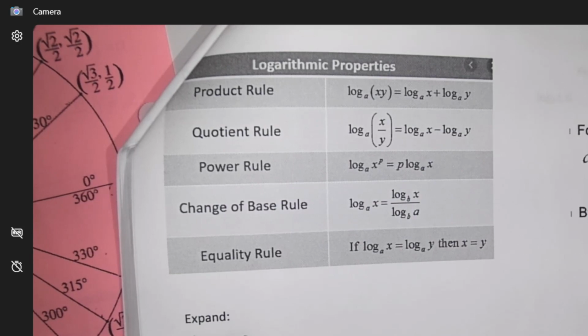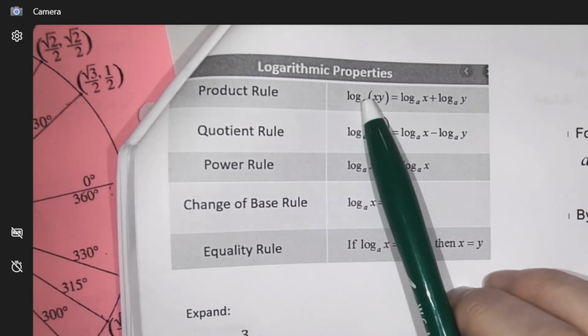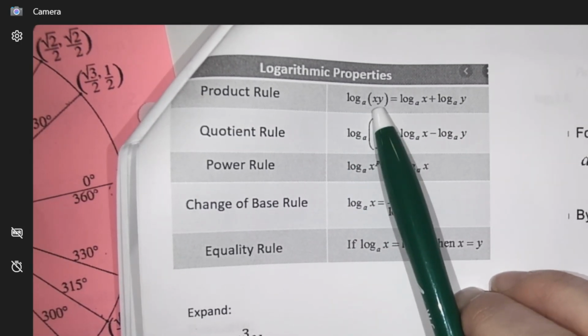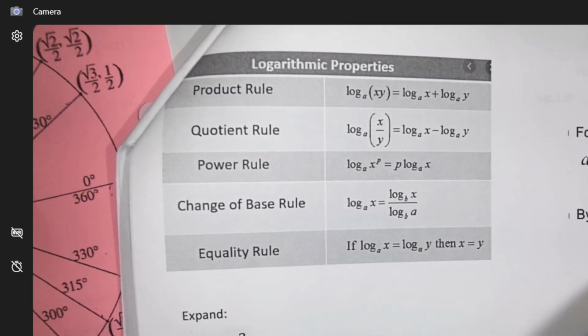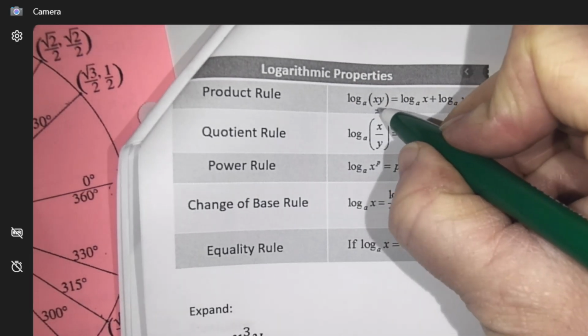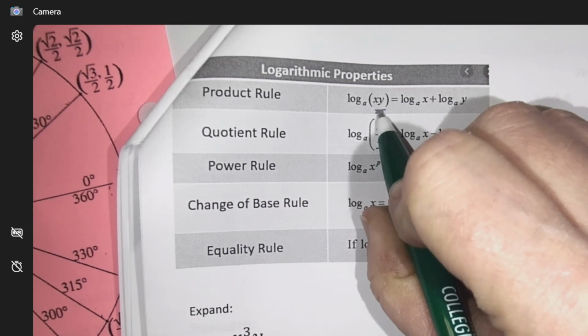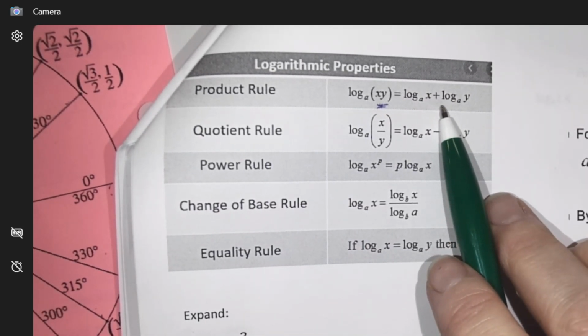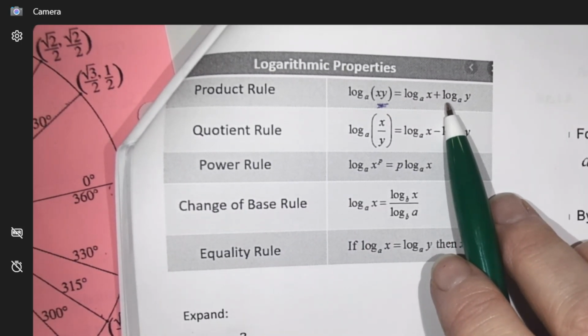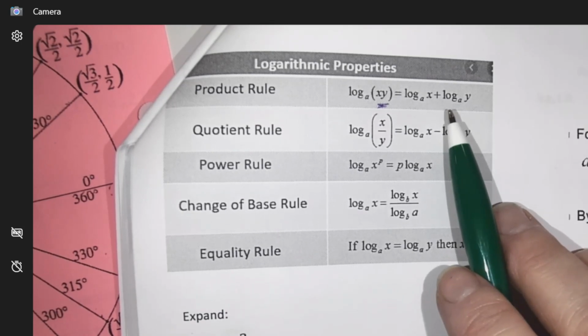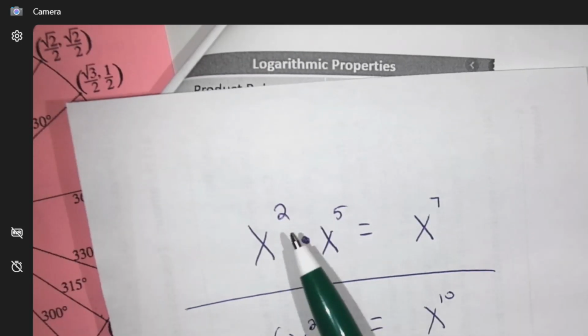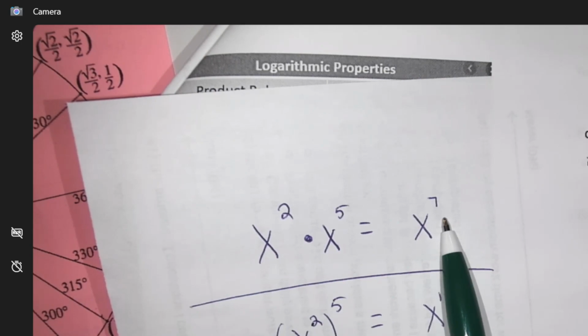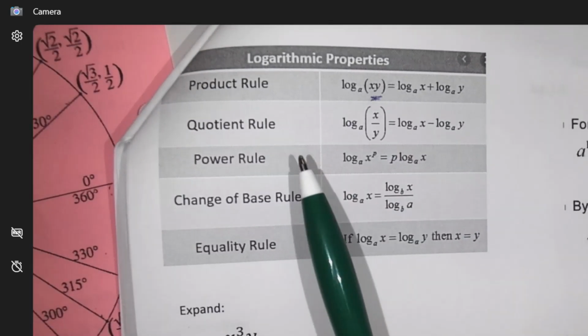Okay, that correlates to the log rules. So do you see how in here I have the log of something multiplied? So if those are multiplied, look what I did. I separated them with adding. Does that kind of mean here was multiply, so we added the exponent? Quotient rule.